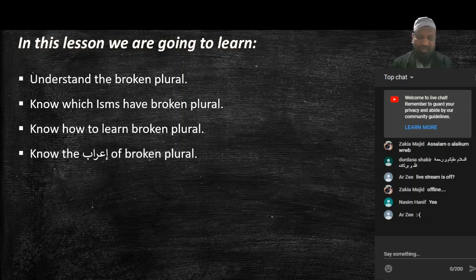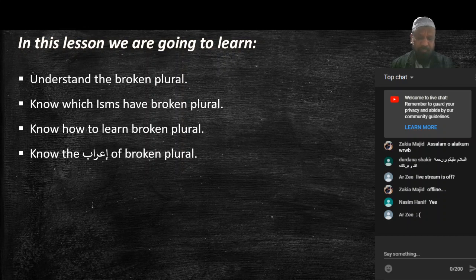We are studying ism. We have learned the ism has 4 properties. Number 1, al-i'rab. Number 2, al-naw'. Number 3, al-adad. And number 4, at-ta'yin. Number 1, al-i'rab is the grammatical function of the ism in the sentence.